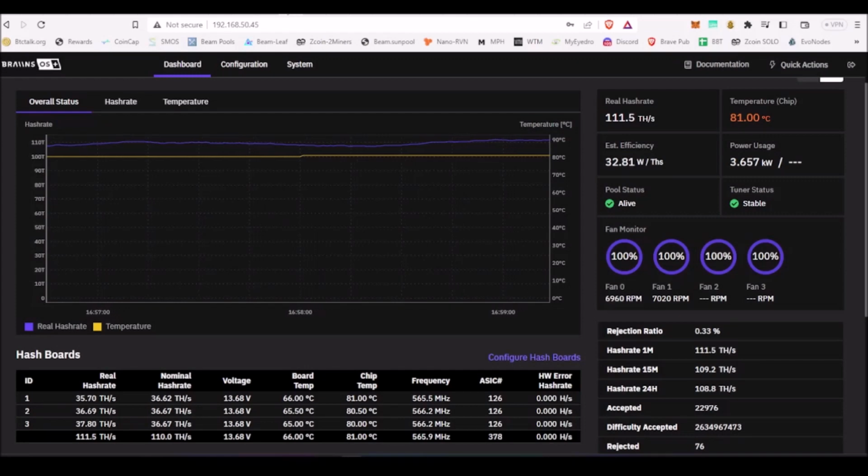Alrighty, here we are in Braiins OS. And you can see hash rate's around 111.2. It's been varying around 108 to 111, 112, something like that. Chip temperatures are on the higher side. And it shows power usage is 3600, which is not accurate.